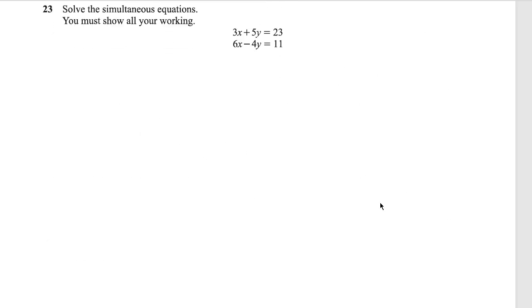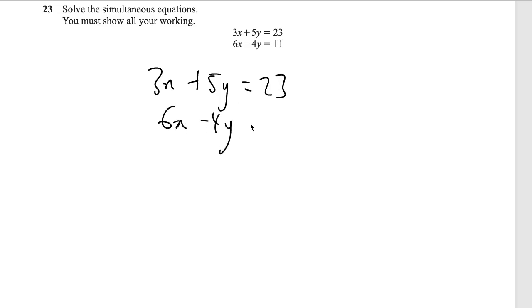Okay, then the last question says, solve the simultaneous equations, and you must show all your workings. So we have 3x plus 5y equal to 23, and 6x negative 4y equal to 11. So you could see that we could do some elimination here, right? Let's say this is equation 1, this is equation 2, right? So we could multiply the first equation by 2, so that we can get a 6x just like equation 2.